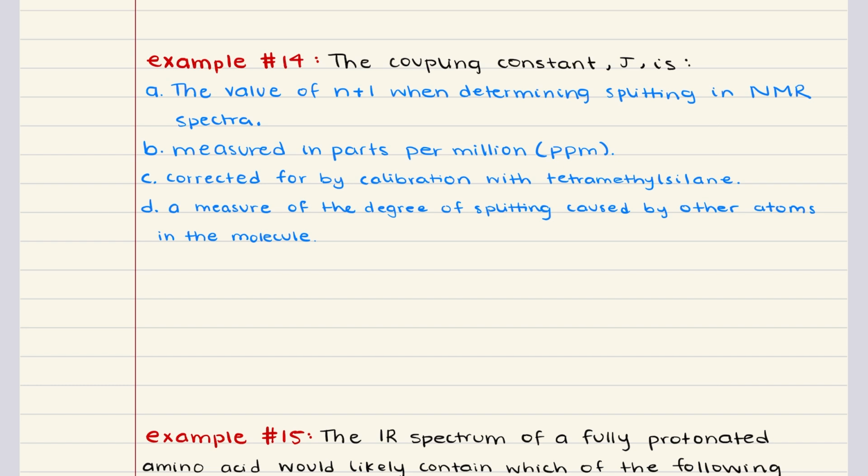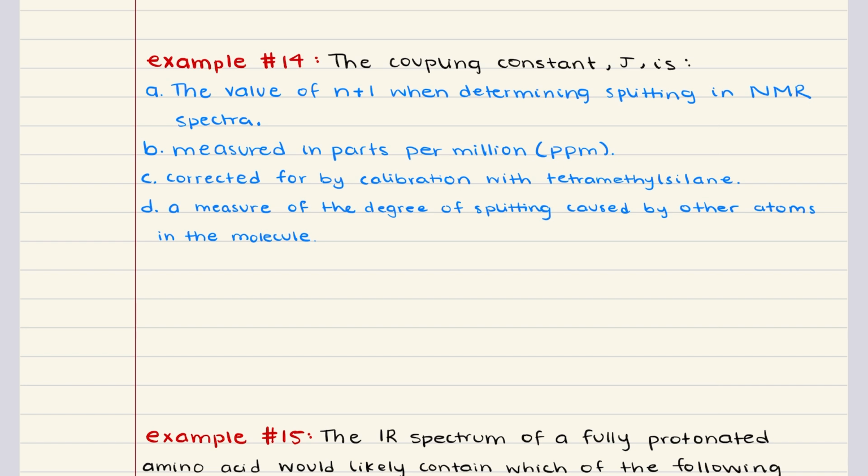Now, the coupling constant, represented by the letter J, is a measure of how strongly two nuclear spins influence each other. Specifically, how much one proton affects the magnetic environment of a nearby proton through the chemical bonds between them. This interaction causes a signal to split into multiple peaks, and the coupling constant value tells us how wide that splitting is. It's measured in hertz, and a larger coupling constant value means that the peaks are spaced further apart.